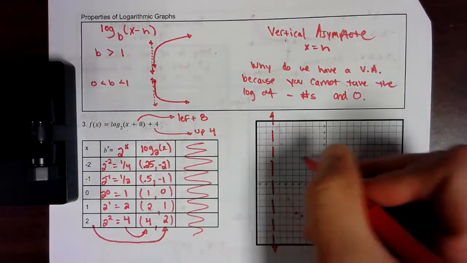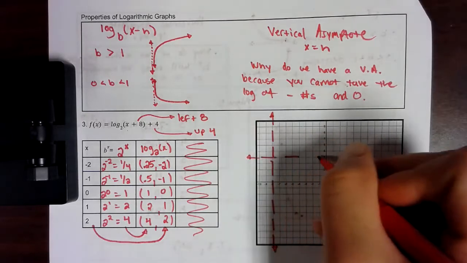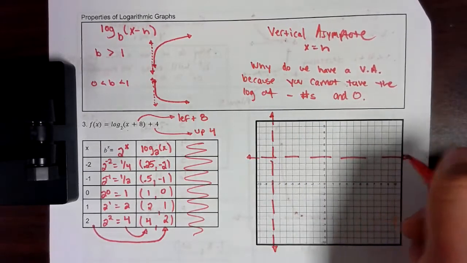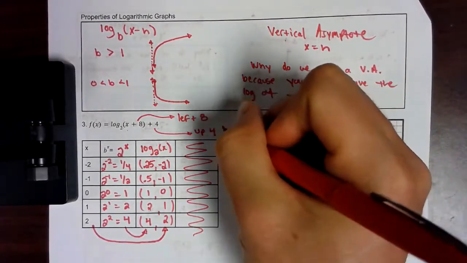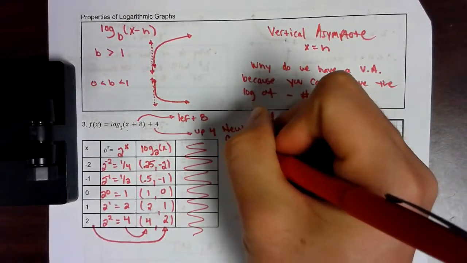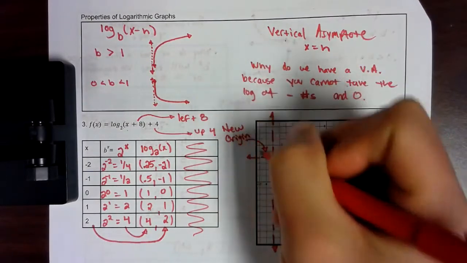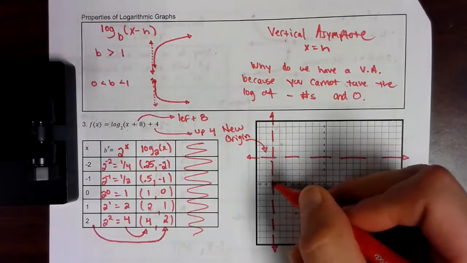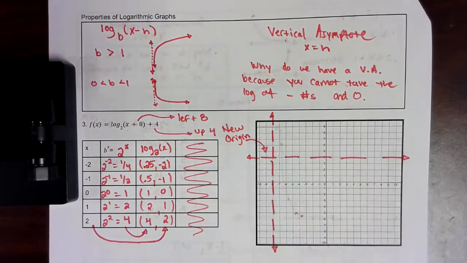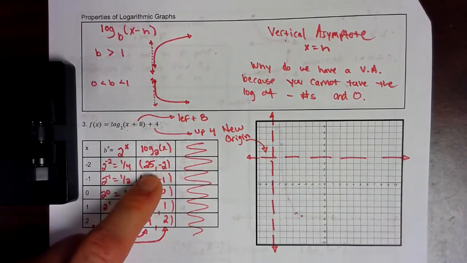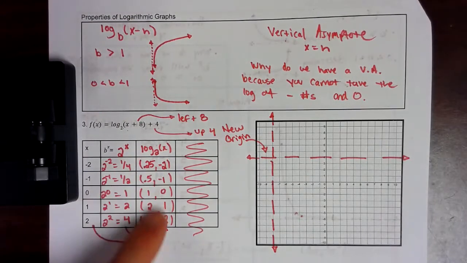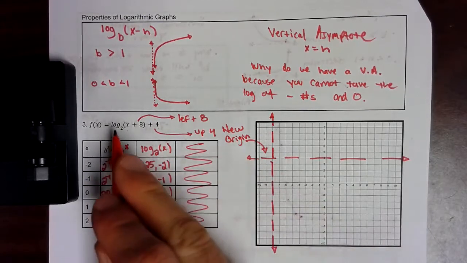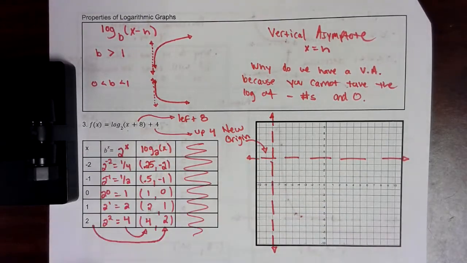I'm going to go up 4 and draw a new x-axis. So the intersection of these axes are our new origin. So we're pretending like that's 0, 0, but it's really not. It's still -8, comma 4. But by pretending like it's 0, 0, we can apply these points directly to that new origin to come up with the graph of log base 2 of x plus 8 plus 4.